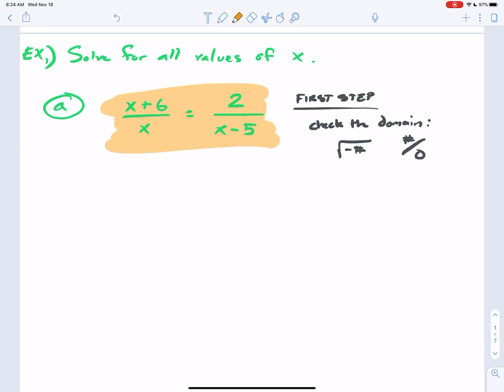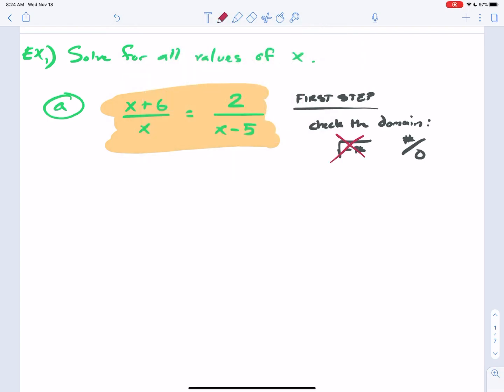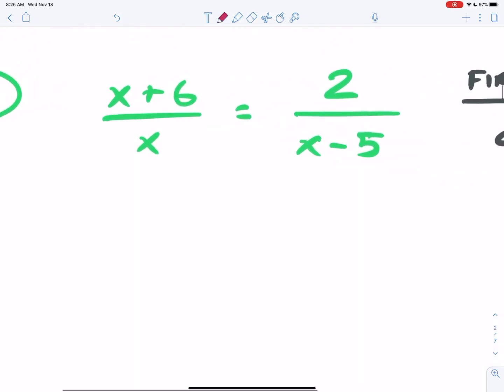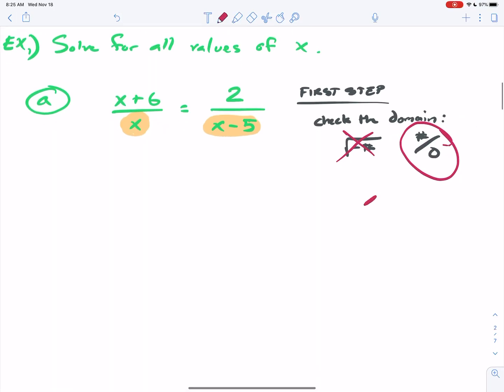If you take a look here in our problem, we don't have any square roots, so we don't have to worry about that. But we do have fractions, and more importantly, we're concerned with the denominator. We want to make sure that our denominators do not come out to 0. So here's what you do. You take all denominators. Here we have 2 denominators: x and x minus 5. What you do is you set each of those not equal to 0.